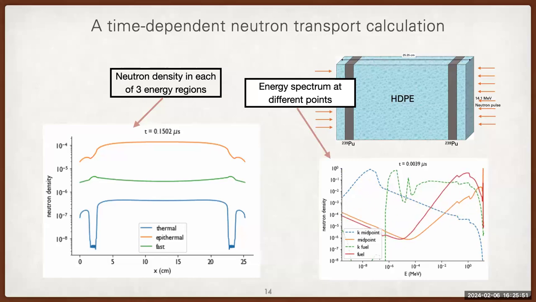And so if you were to do this experiment and measure the neutrons for a short period of time, you wouldn't get the actual solution you get from the k eigenvalue problem. It doesn't tell you a lot about what's happening here.